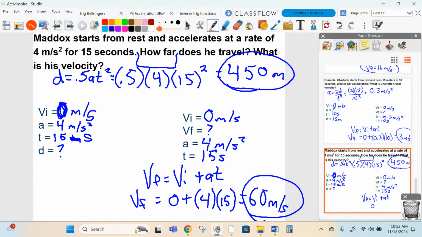And that's it for the acceleration and distance notes.